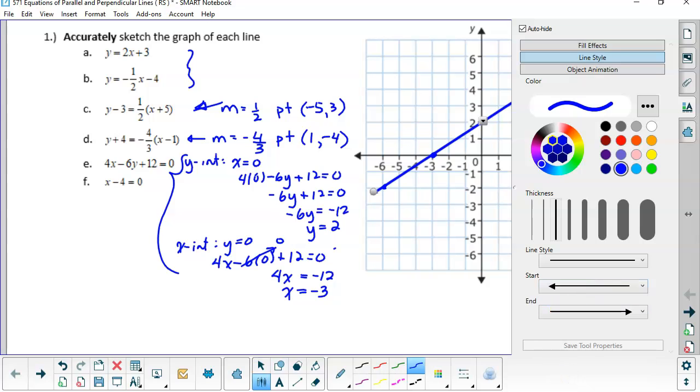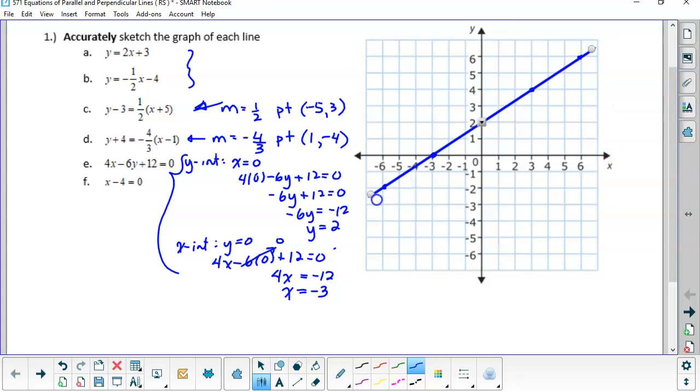So that was E. Uh-oh. All right. Now I'll go back and do A. So y-intercept of 3, slope of 2.